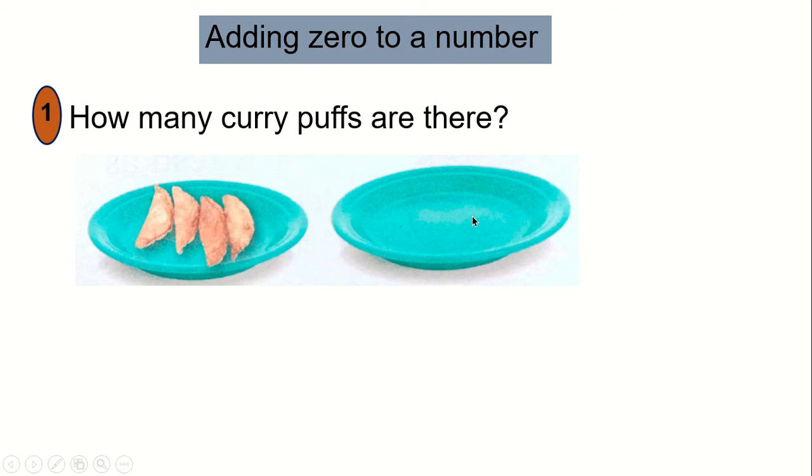So how many curry puffs do we have altogether? Look, we have got 4 plus 0. If we add a 0 to 4, or if you add 0 to any number, you remain with that number. So 4 plus 0 equals 4. Okay?